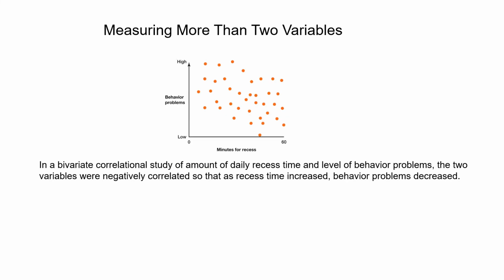So we're looking at it. We've got a bivariate correlational study of amount of daily recess time and the level of behavioral problems. These two variables are found to be negatively correlated. Not that strongly negatively correlated, but negatively correlated, so that as recess time increases, behavioral problems decrease.